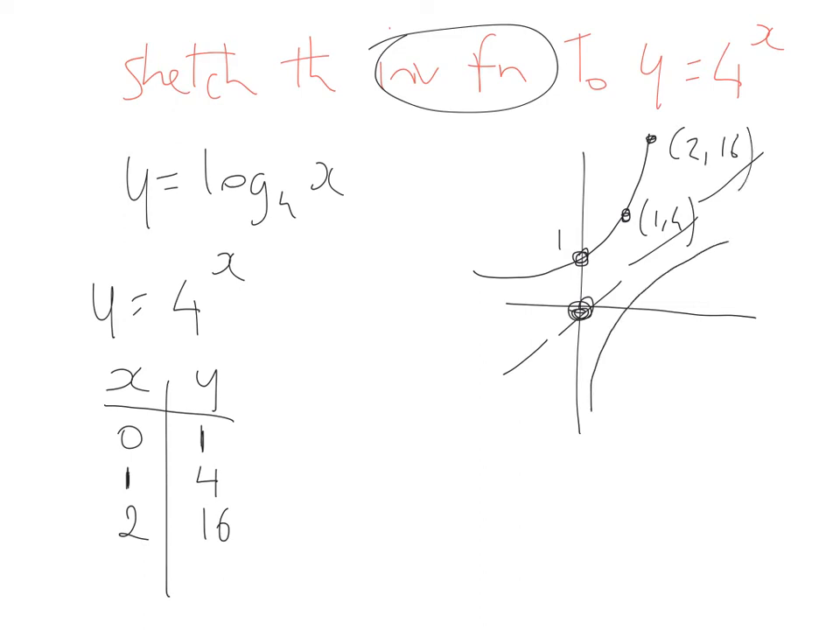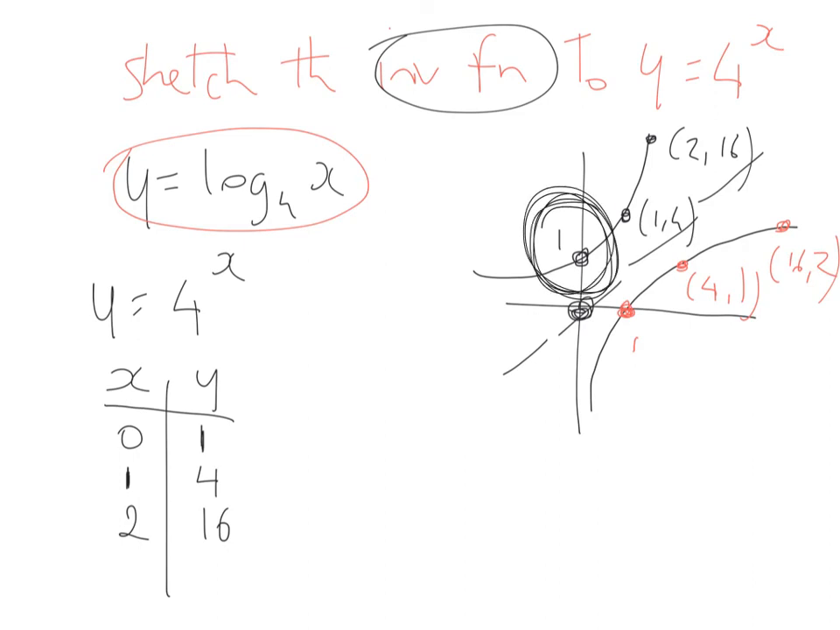Now the associated logarithmic function would be called log to the base 4 of x, and that would go through, instead of 0, 1, 1, 0, instead of 1, 4, 4, 1, and instead of 2, 16, 16, 2. And you can see that there's been a flip of the x and the y coordinates. The important thing that you want to take out of this short example is that y equals a to the power x always goes through 0, 1, and log to the base a of x goes through 1, 0.